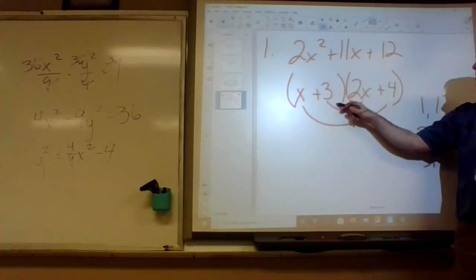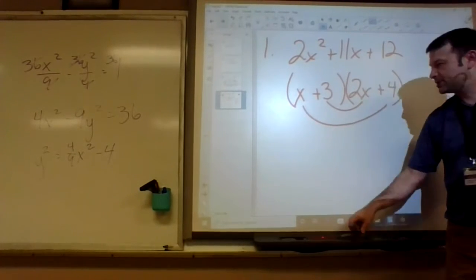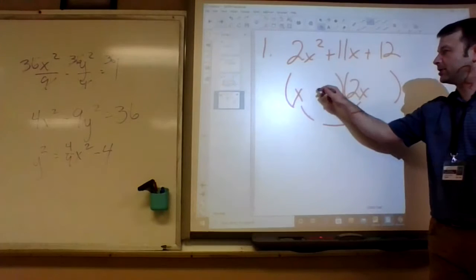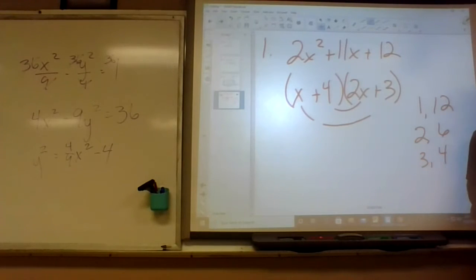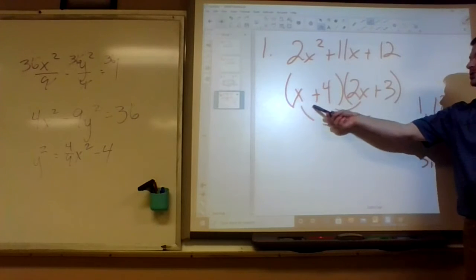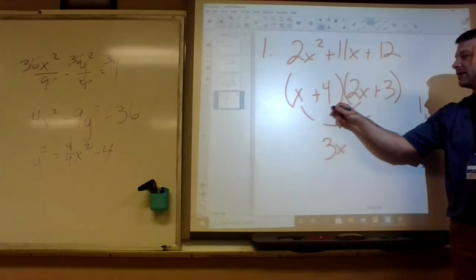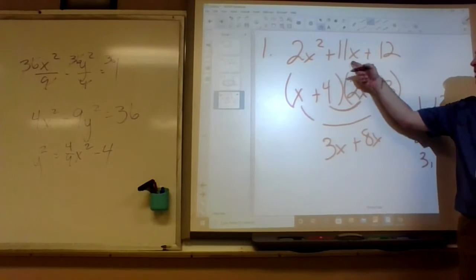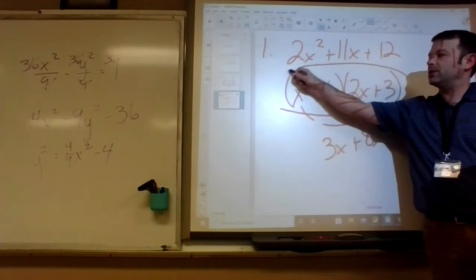4x plus 6x is not 11x. So 3 and 4 don't work, but that doesn't mean 4 and 3 won't work. So I'm going to try 4 and 3. Now I've got 3x on the outside, and on the inside I've got 8x. Does that add up to 11x? Yes. So this is the answer to number 1.